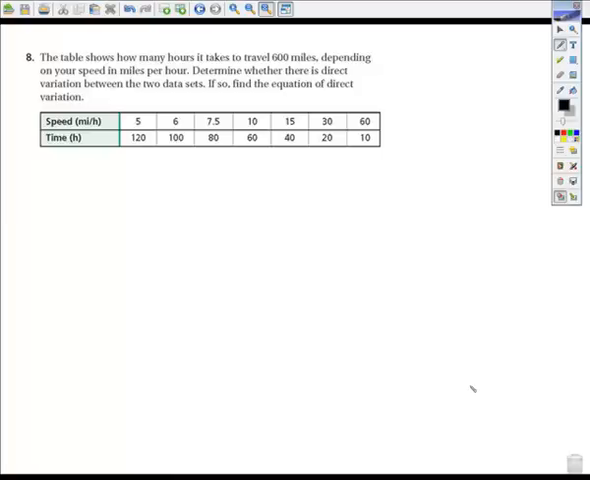Alright, next it says the table shows how many hours it takes to travel 600 miles depending on your speed in miles per hour. Determine whether there is direct variation between the two data sets. If so, find the equation of direct variation. So I'm going to see if these are proportional. So 120 over 5 should equal 100 over 6, and then I'll just do the last one, should equal 10 over 60. So we'll look at that.